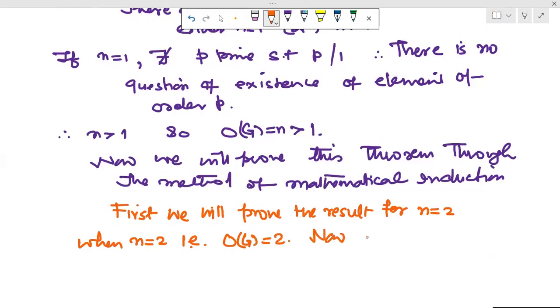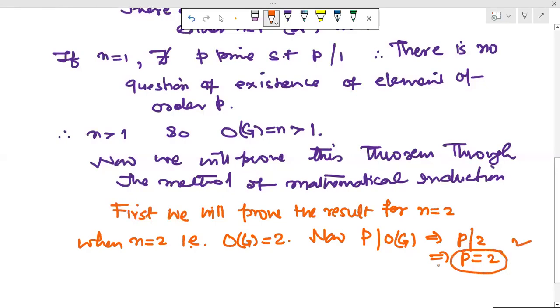Now P divides the order of G. This implies that P divides 2. This implies that P is equal to 2. So we need an element of order 2. Now the order of G is equal to 2, which is prime. So every group of prime order is cyclic. This implies that G is cyclic.